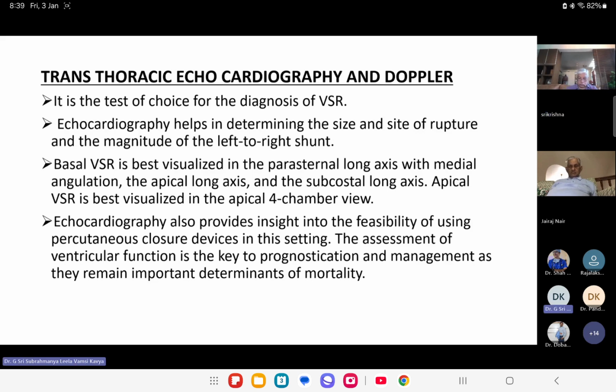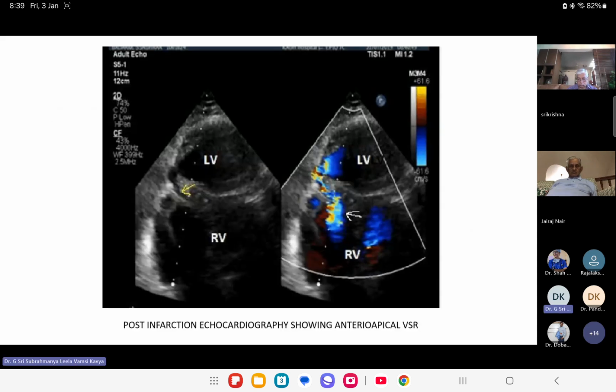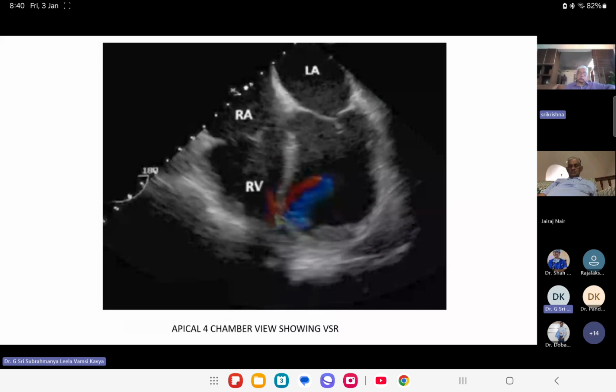Echocardiography also provides insight into the feasibility of using percutaneous closure devices in this setting. The assessment of ventricular function is key to prognostication and management, as they remain important determinants of mortality. This is a post-infarction echocardiography showing the anterior apical VSR. And this is the apical four-chamber view showing a VSR.